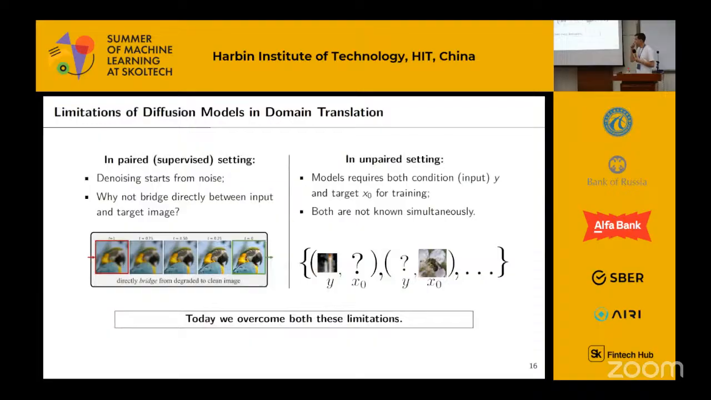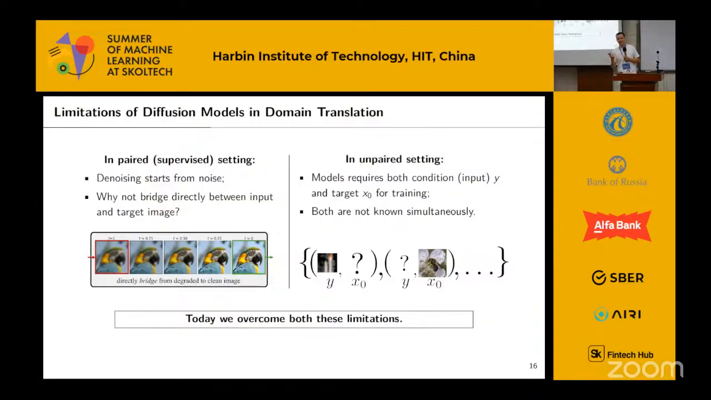Okay, but this is about paired domain translation. In paired domain translation problems, we can just take our favorite diffusion model, make it conditional, condition it on an image, and learn the diffusion model to solve paired domain translation. Easy. But what about the unpaired setup? Can we apply diffusion models to the unpaired setting? The short answer is no.